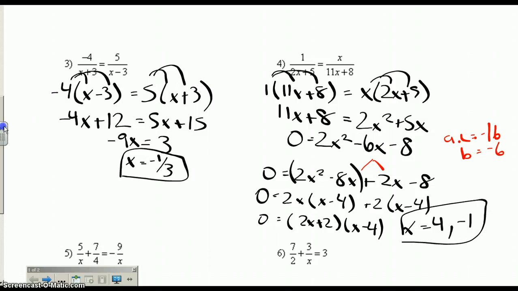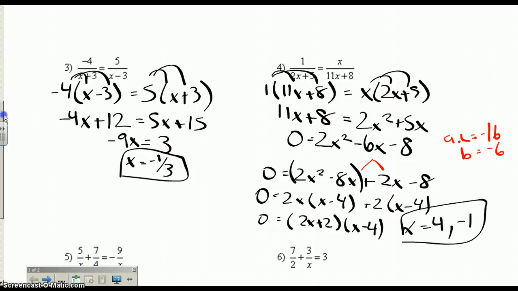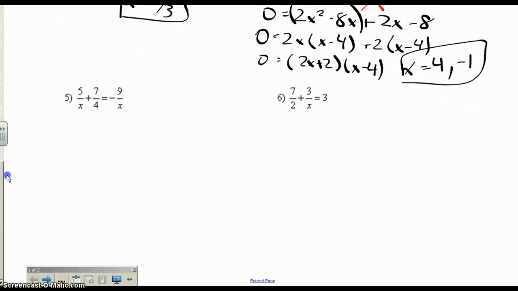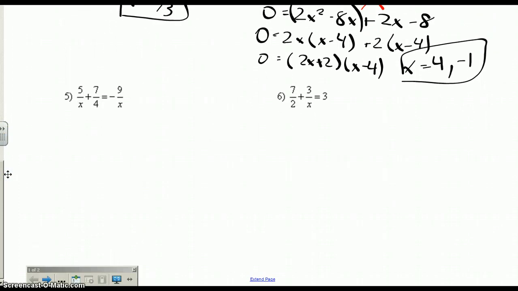Okay, so we're moving down the ladder here to the second type of problem. Now notice how 5, 6, and 7 are a little different from 1 through 4 because there's not only one rational expression on each side, but notice how there's 2 on the left side. So what we need to do here is find the least common multiple of the denominators, or we call it the least common denominator. So notice how we have an x and a 4. You don't have to do this on your paper, but what I suggest you do is write the least common multiple out first.